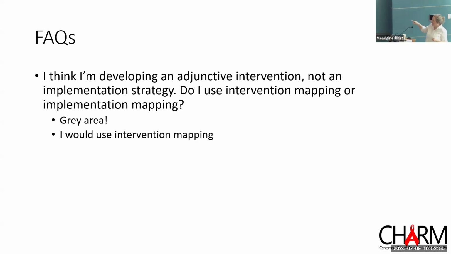So anyway, if you're developing an adjunctive intervention, my opinion, but I am wondering what you think, JD, I would use intervention mapping to develop the adjunctive intervention. And then your step 5 is to develop the implementation strategies that correspond to that. I'm getting a nod. Excellent. You heard it here first though.